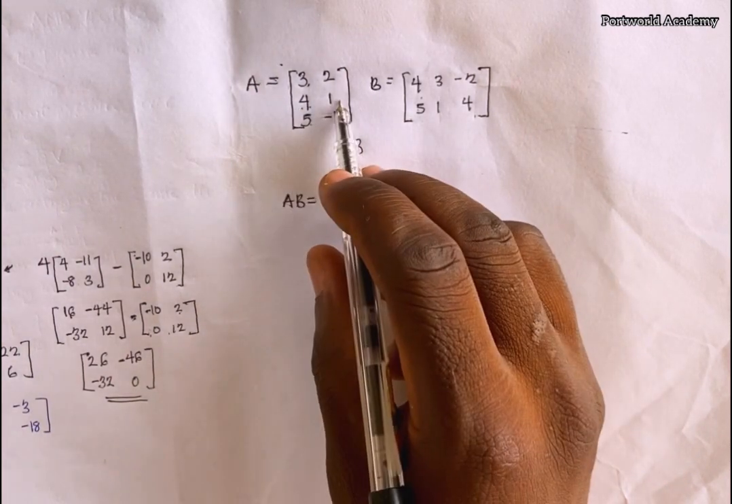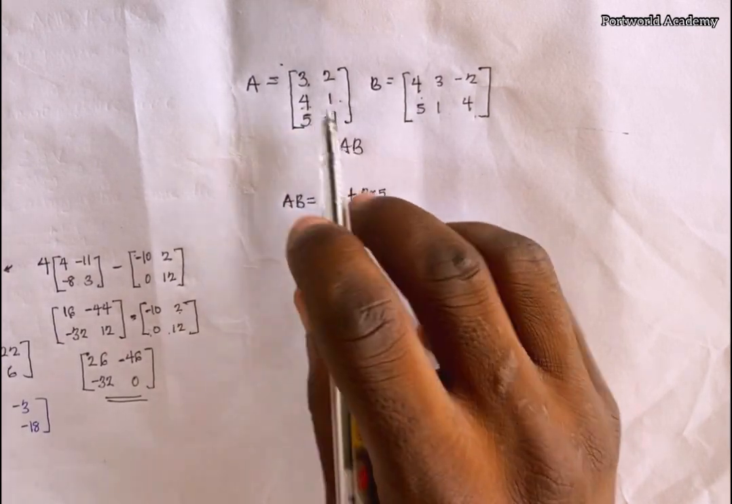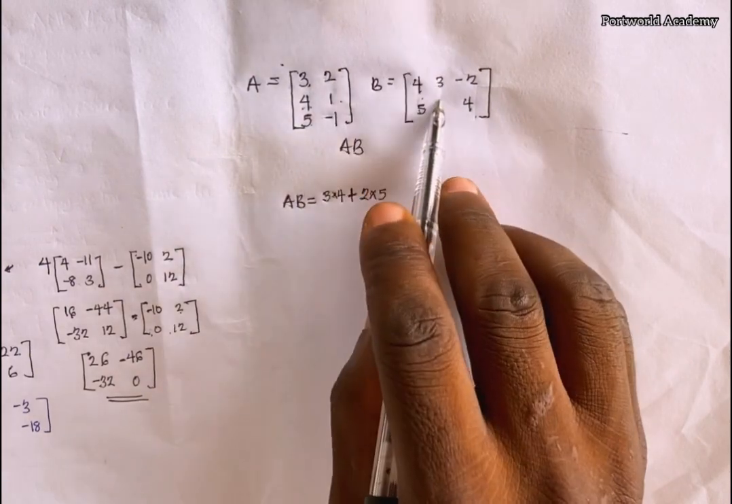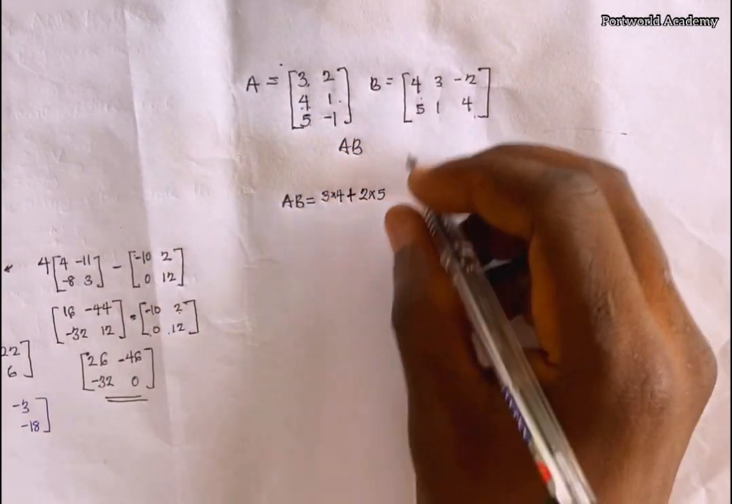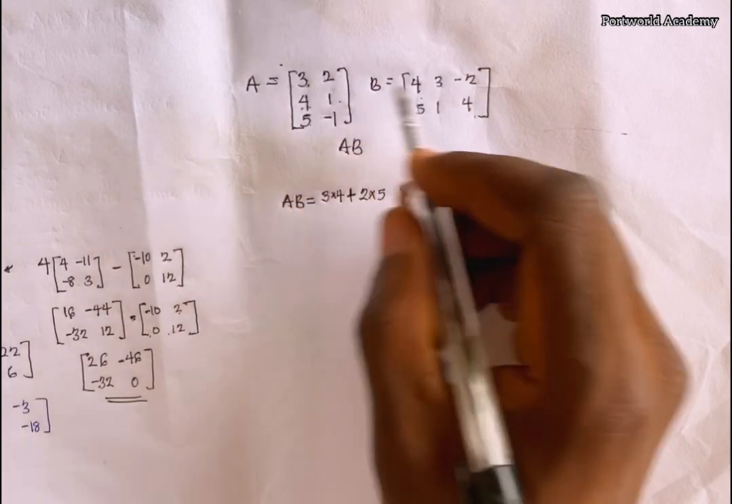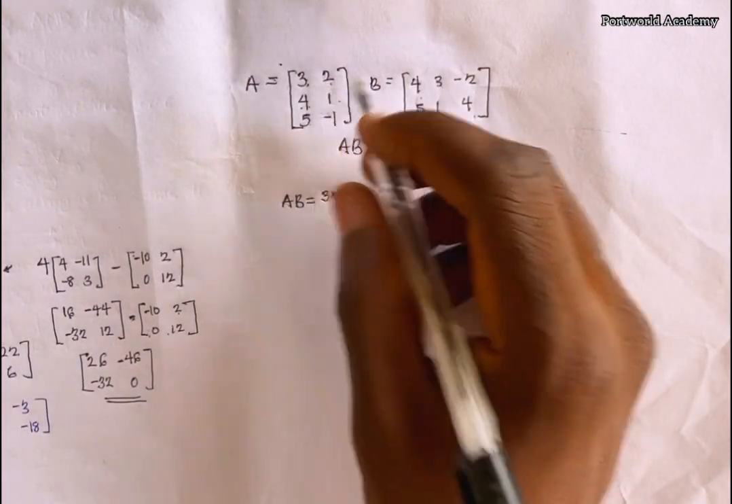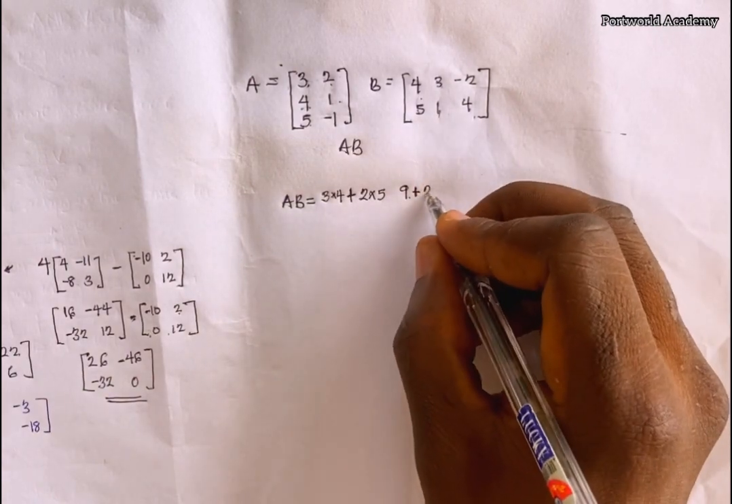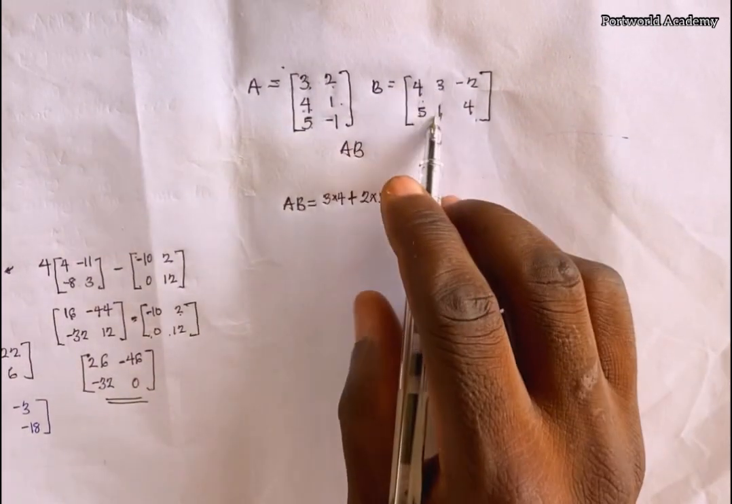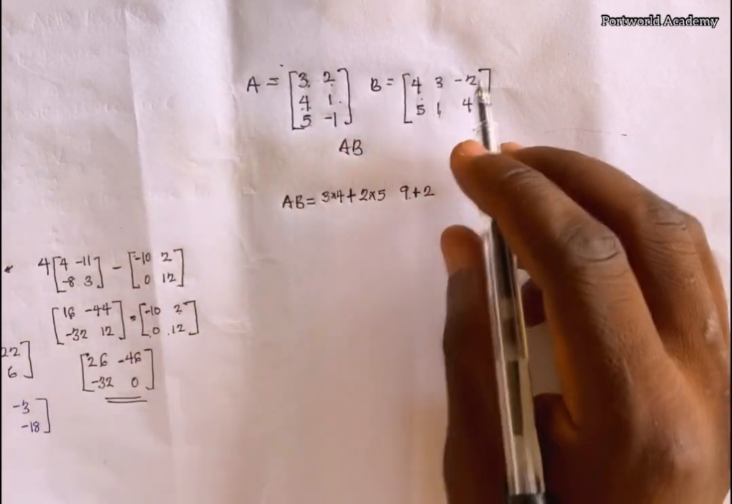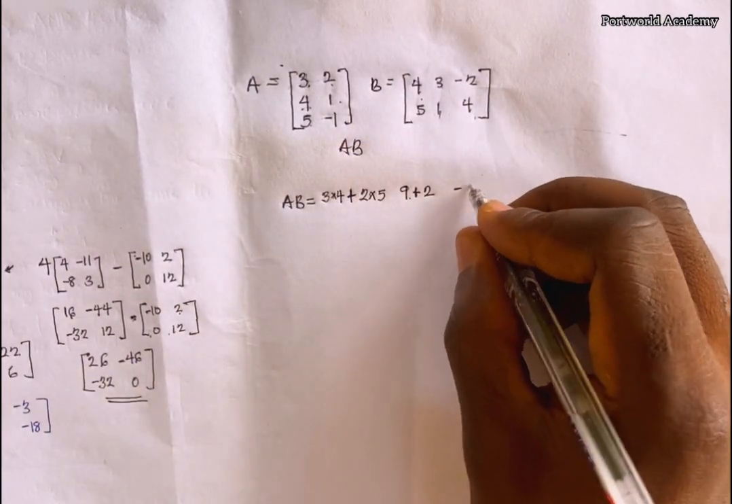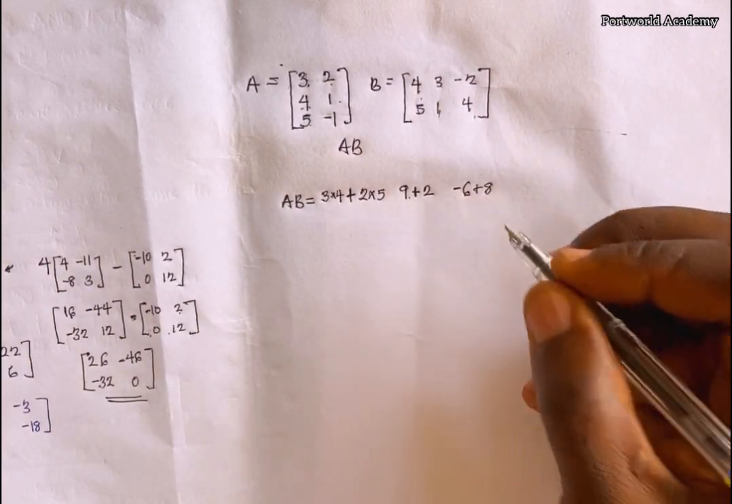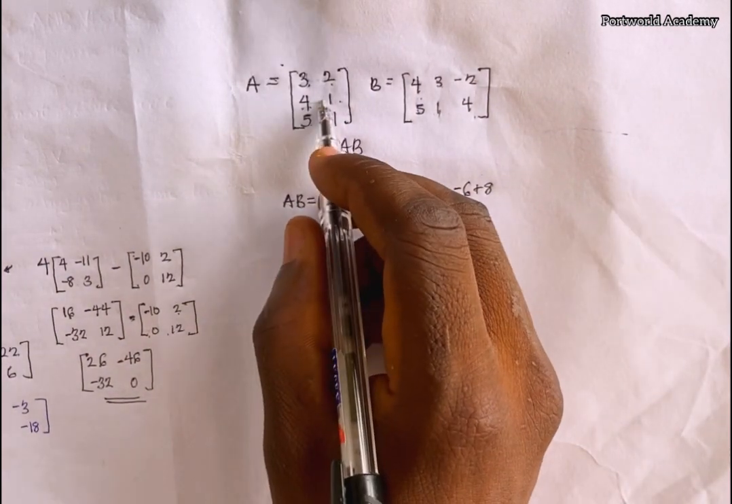Then going to this side, we use this row to multiply this, then take this again and multiply. 3 times 3 will give us 9, then plus 2 multiplied by 1, that's 2. Then pick this again, 3 multiplied by minus 2 is minus 6, then 2 multiplied by 4 is plus 8. Then we come back to the second row here.